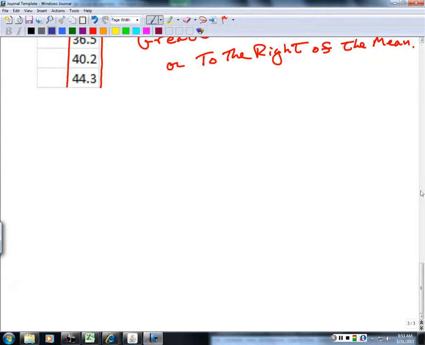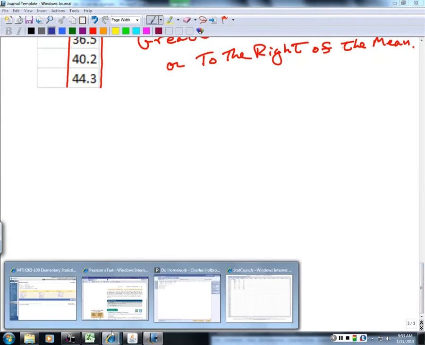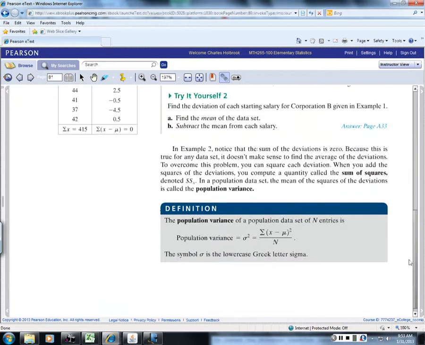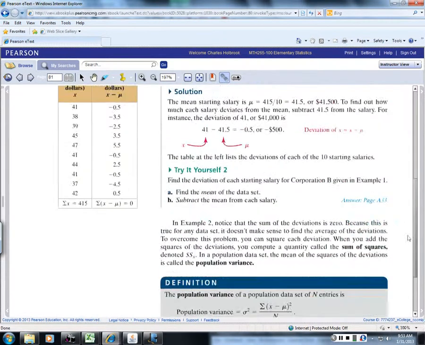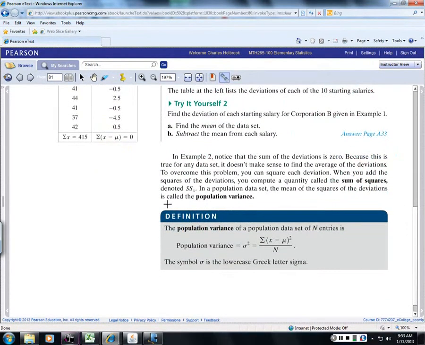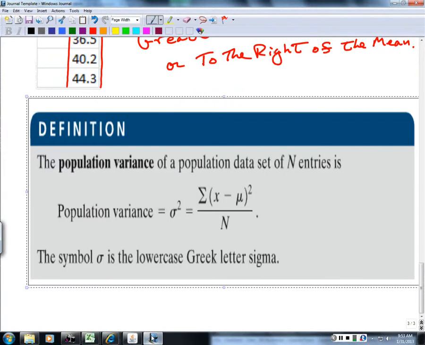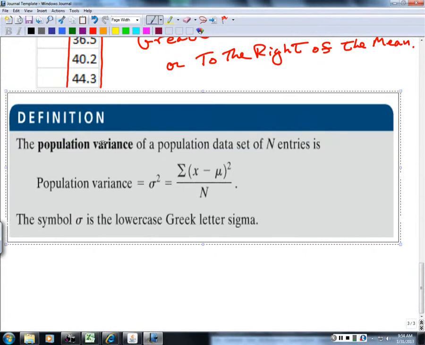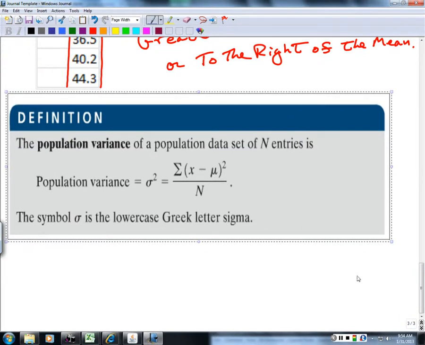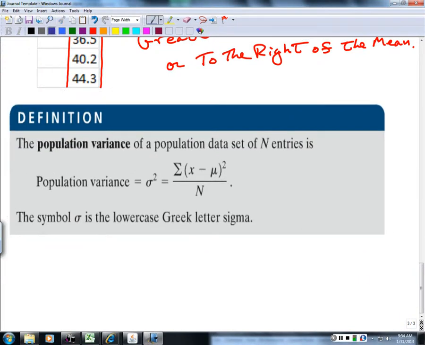So let's talk about definitions of variance, I should say. All right, here's our first real formula. And I know we've had a couple, we had the mean, and we've looked at the range. But this is the first formula that actually is going to have some meat to it. Where if you're not careful, you can really mess up.